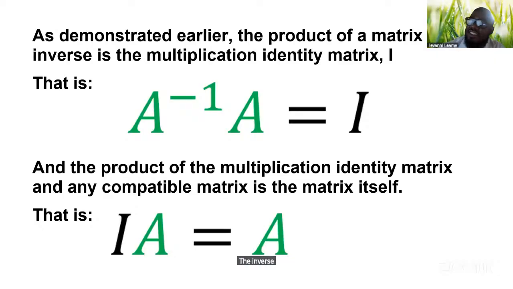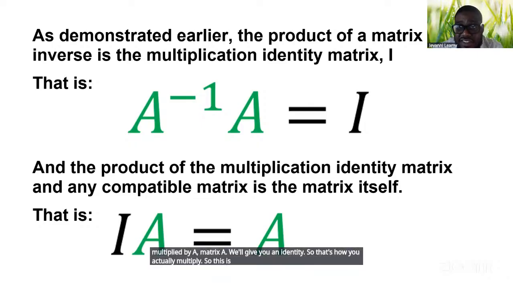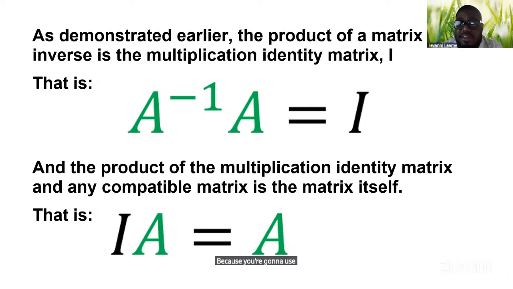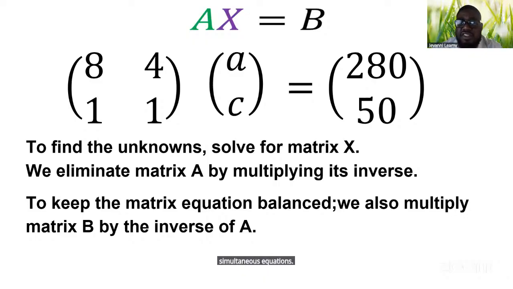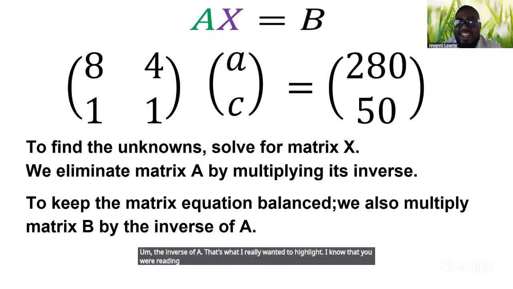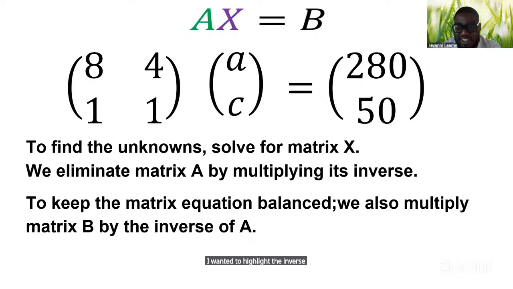inverse of that matrix. So remember, A inverse multiplied by matrix A will give you an identity. So that's what you actually multiply. So this is why you actually found the inverse, because you're going to use it to find the solutions of these simultaneous equations, well, linear equations, etc. So to keep the matrix equation balanced, as I said earlier, you're going to multiply it by matrix, I know you said B, but I just want to highlight it, the inverse of A. That's what I really wanted to highlight. I know that you were reading from the screen, but I wanted to highlight the inverse of A aspect of it. All right?